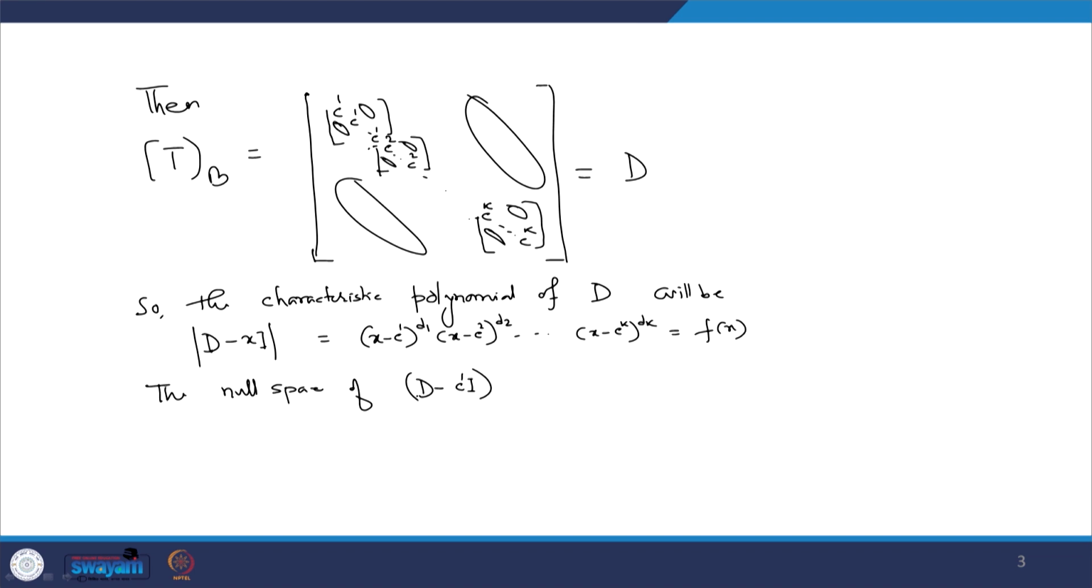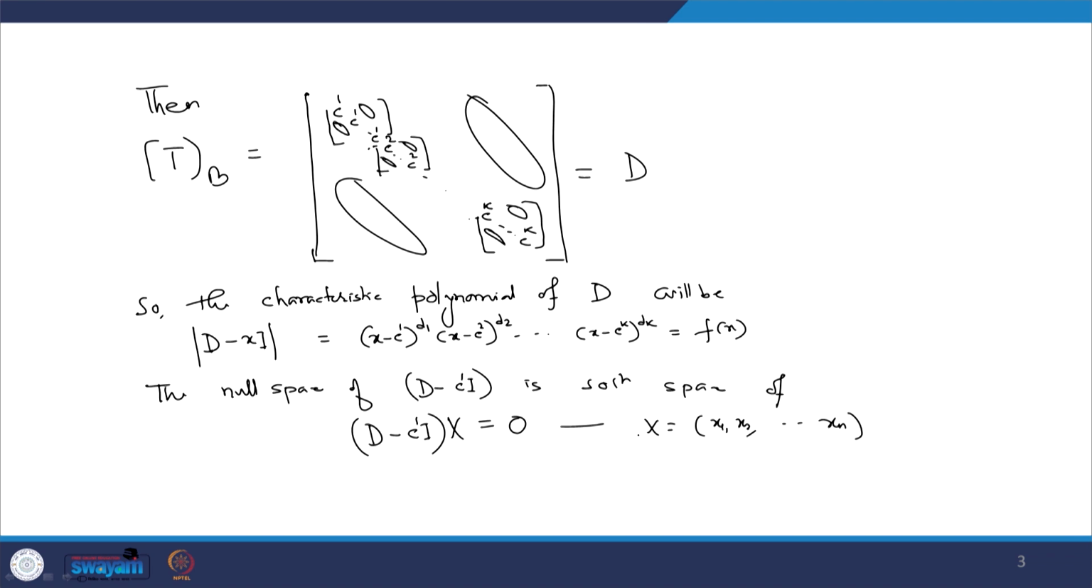As a result, the null space of D minus c1 I is the solution space of (D minus c1 I) X equal to 0. If we consider X equal to x1, x2, ..., xn, then I will have only d1 free variables. Apart from those, all other variables xi will be equal to 0, because I am getting this straight away from the equation (D minus c1 I) X equal to 0. All values of xi are 0 except the first d1 entries.